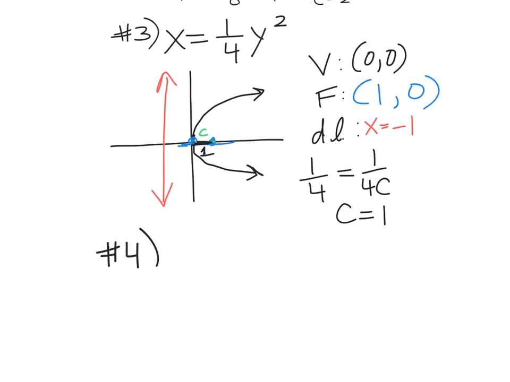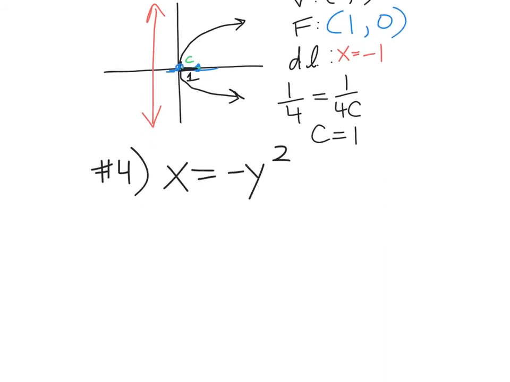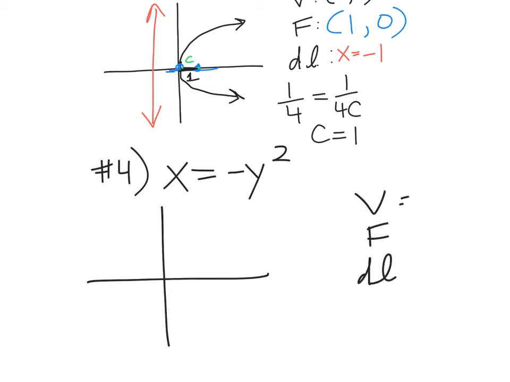All right, number 4. Here we go. X equals -y squared. Now, this one's going to be ugly. I'm going to warn you. We'll walk through it together. This is the last one of this part, and then we're going to move on. Okay, here we go. You ready? We're going to graph and find all the parts. Vertex, focus, directrix line.